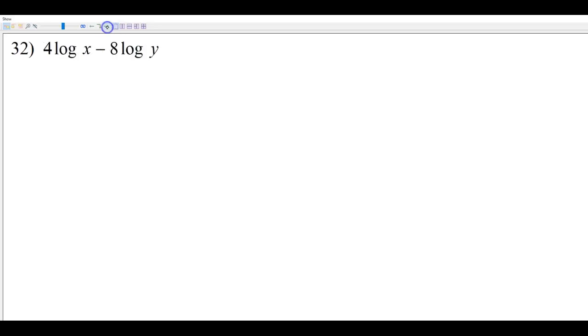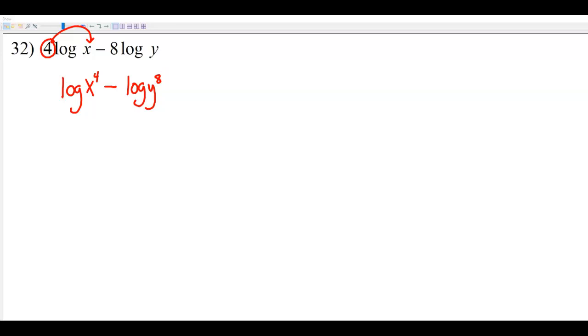Let's go ahead and take a look at number 32. On number 32, we're going to use the log properties that we learned in lesson 9.3 to condense these expressions. So first of all, when a log is being multiplied by a number, that number can become an exponent on the arguments. So you could rewrite this one like that, and you could write the other logarithm like this.